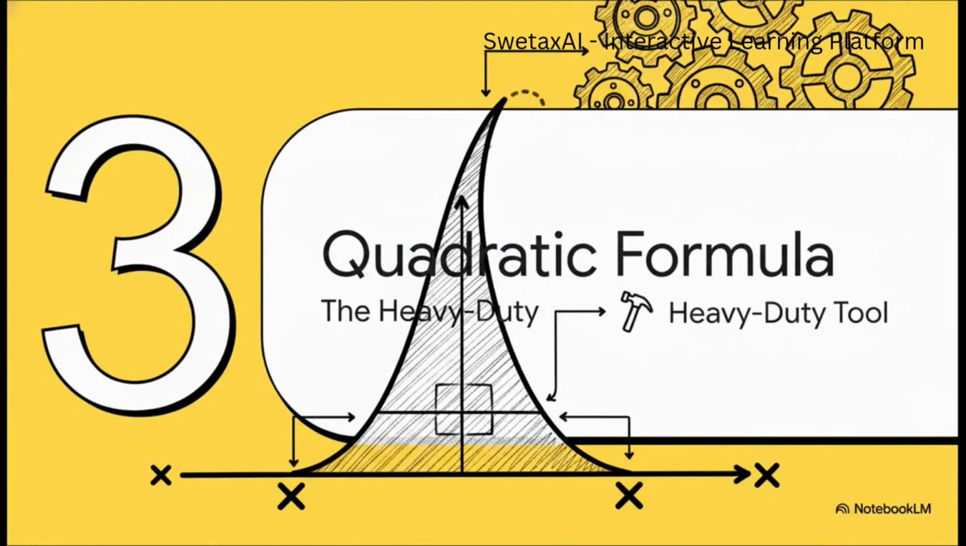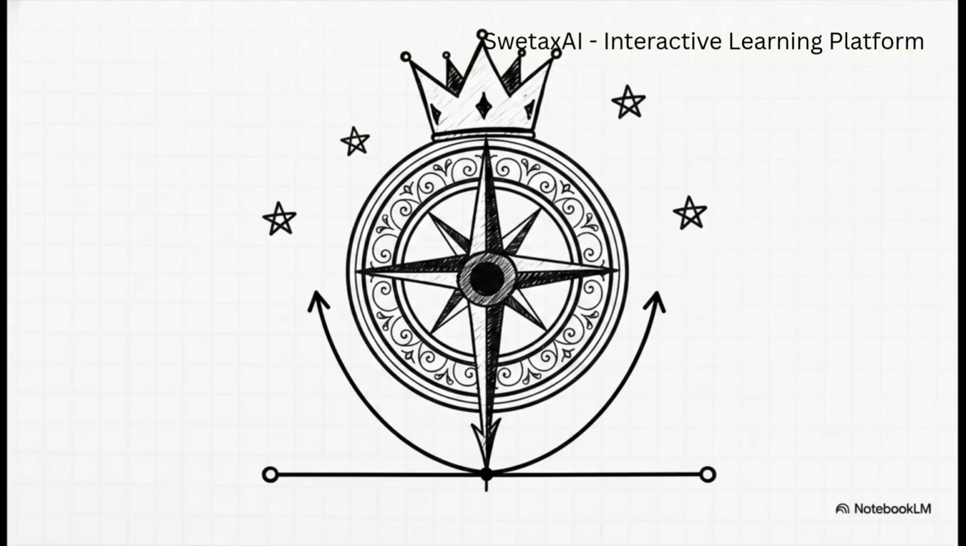Moving on to section 3. The quadratic formula, the heavy-duty tool. Behold the quadratic formula. It is the absolute undisputed king of algebraic tools. x equals -b plus or minus the square root of b squared minus 4ac, all over 2a. You'll definitely want to commit this one to memory.